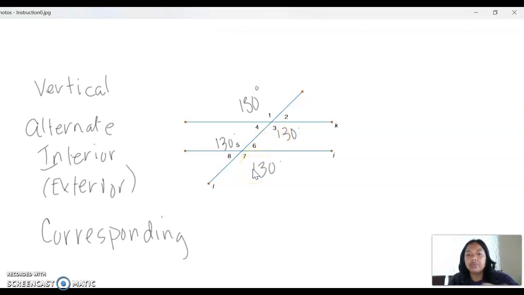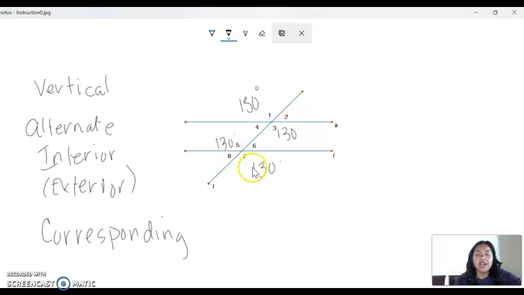The rest of the angles are made up of angles that are a linear pair to one that already exists. So 1 and 2 make a supplementary angle. 1 and 4 make a supplementary angle. 3 and 2 make supplementary angles, and so on.